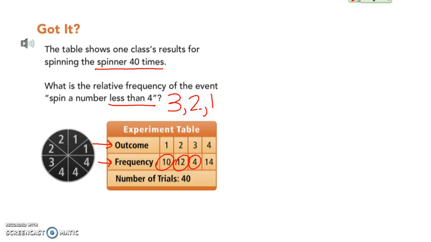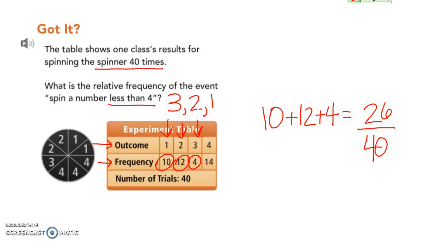So I got a 1 10 times. I got a 2 12 times. So 10 plus 12, that's 22 so far. And then I got a 3 4 times. So I did 10 plus 12 plus 4. So together, 26 times I got a number less than 4. Out of how many trials? Out of 40 trials. Can I simplify that fraction? Yes. So I can divide it by 2, and that would be 13 out of 20.